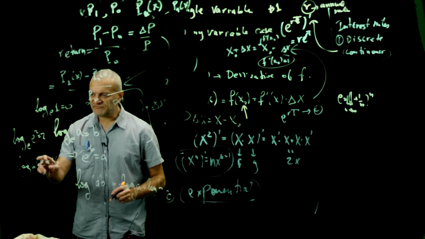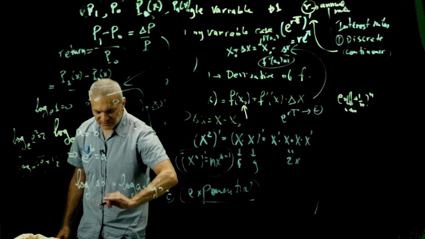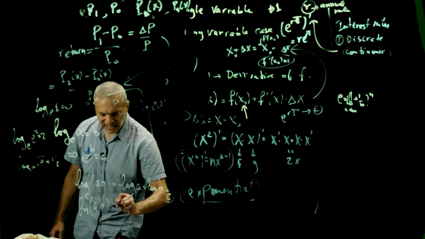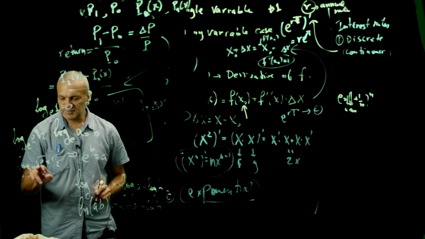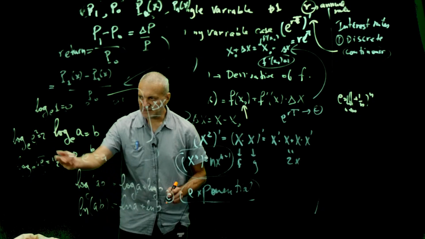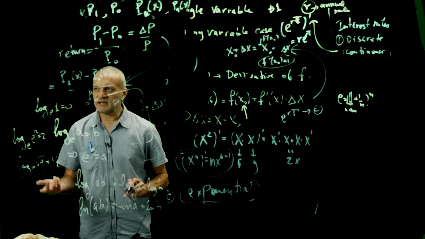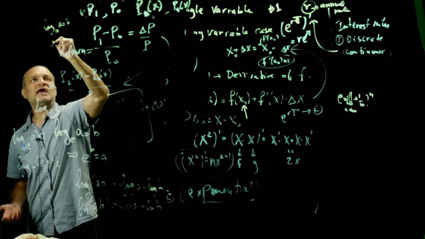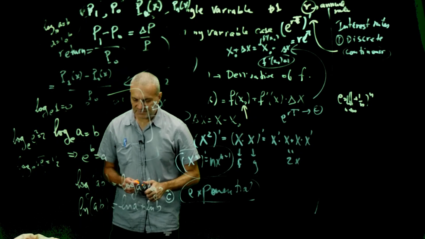Here I did not denote the base. If I really want to be very, very precise, I need to say that this is ln of AB equals ln of A plus ln of B. What is ln? Ln is the logarithm with the natural number e as a base. This is true for any base. So for example, here you can say log base 10. Log base 10 of A equals B means that A equals 10 to the power of B. All right, so that's it.